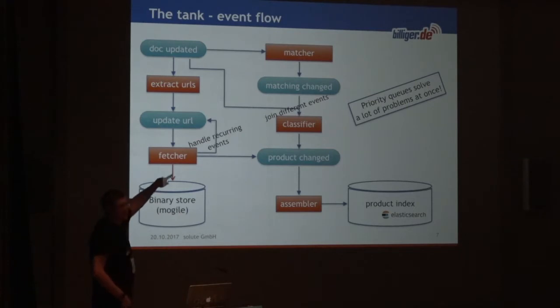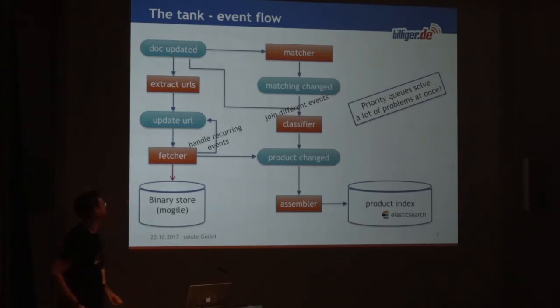It does also something else. It remembers that after cache expiry, or after a certain amount of time, we need to look at the picture again, because it might have changed on the server. So that's what the server does, and then it stores it in our binary store, which is actually a module at the end of the day.